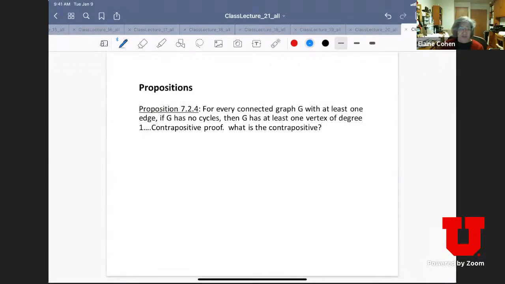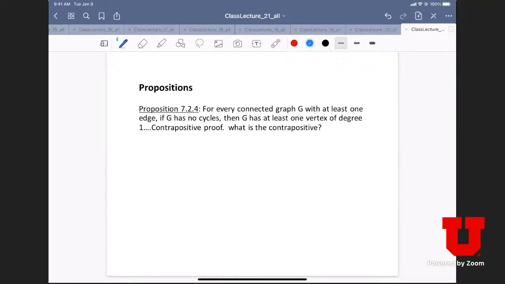Okay, let's look at proposition 7.2.4. For every connected graph G with at least one edge, if G has no cycles, then G has at least one vertex of degree 1. What's the contrapositive statement to that? Take a stab. Volunteer somebody? You can say it out loud. I hear you now. Could it be a graph with, or if a graph with node G has a degree of 0, the graph can't be connected?